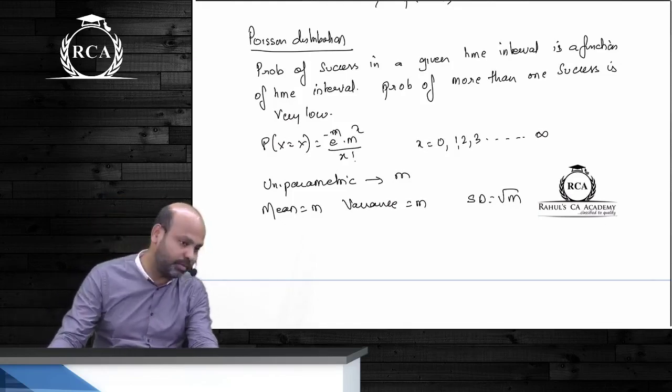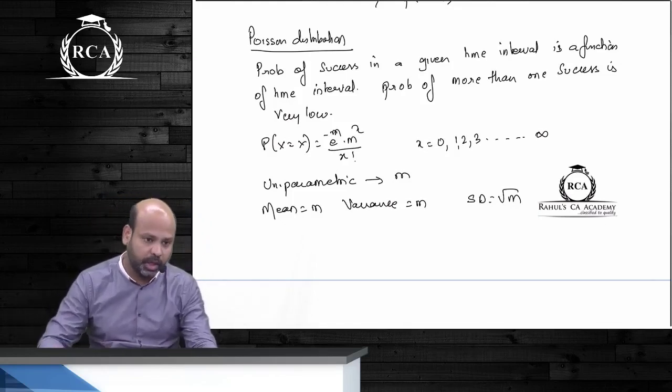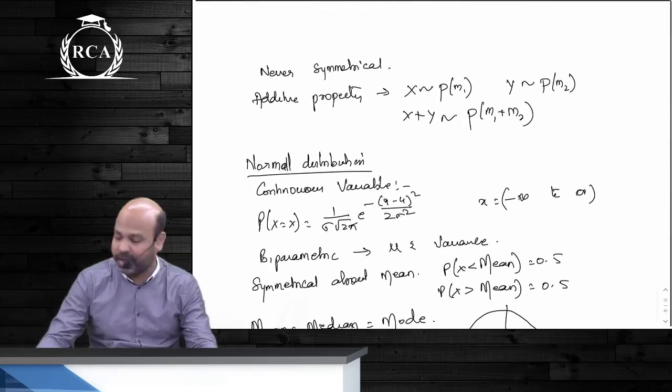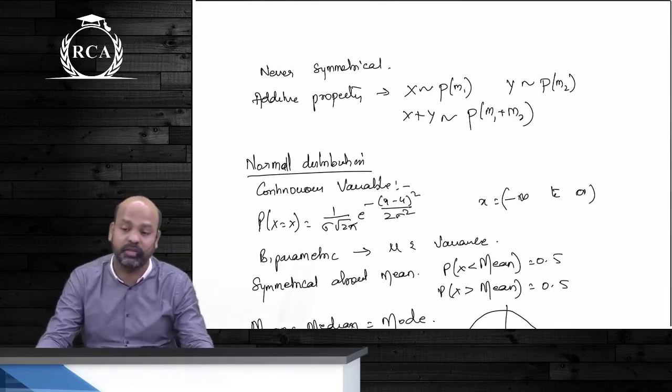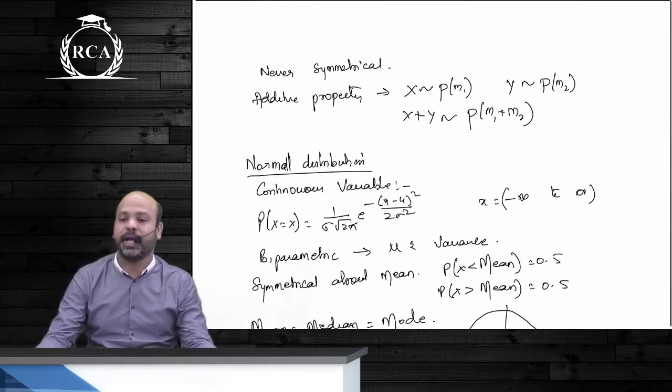Even under Poisson distribution, we have the additive property. If X follows a Poisson distribution of M1 and Y follows a Poisson distribution of M2, then X plus Y will follow a Poisson distribution of M1 plus M2.